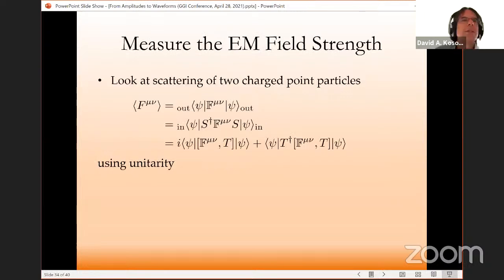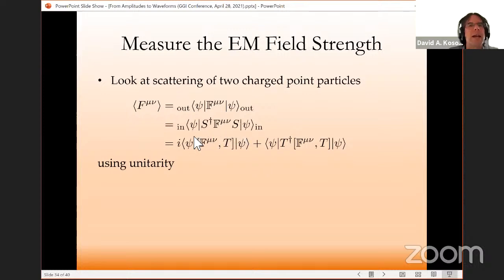So the way one wants to go about doing that is, in the case of QED, to measure the actual field strength at some distant observers. So now we're going to go back and look at the scattering of two massive charged point particles and look at the measurement of the actual field, the electric field. Correspondingly, in gravity, we'd look at the scattering of two massive neutral particles and look at the expectation value of the Riemann tensor. And again, the outgoing states we can write in terms of the S matrix acting on the incoming states.